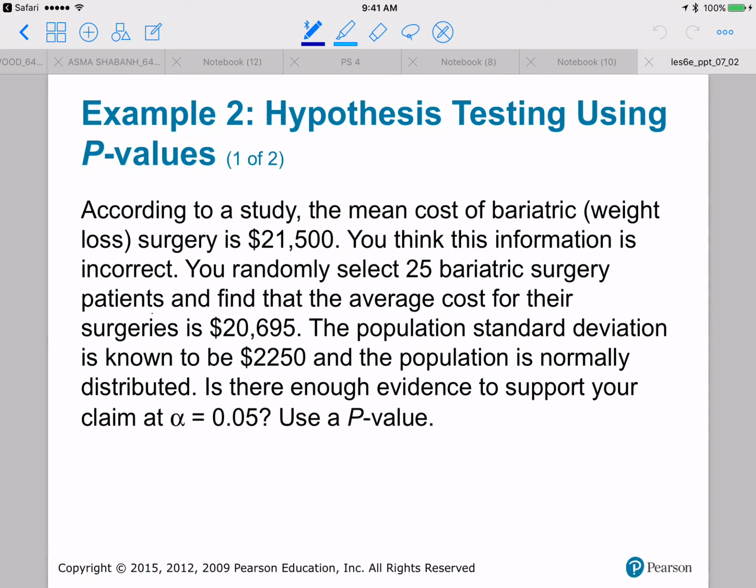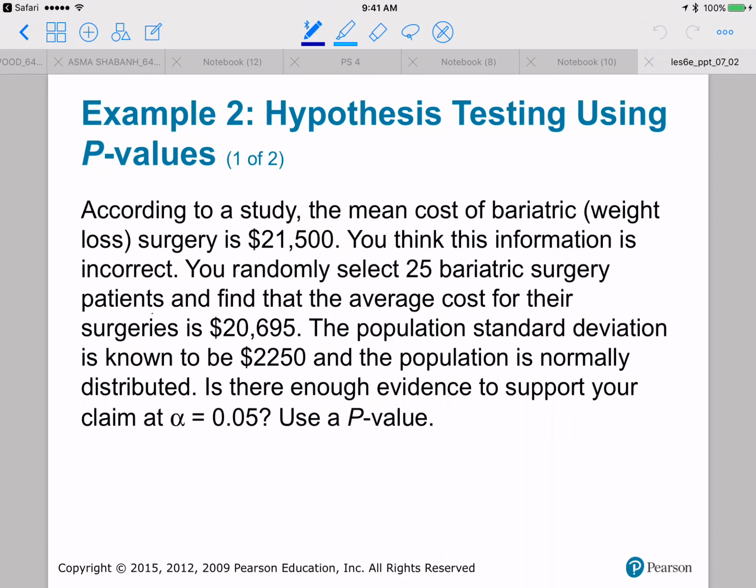According to a study, the mean cost of bariatric, which means weight loss surgery, is $21,500. You think this information is incorrect. You randomly select 25 bariatric surgery patients and find that the average cost for their surgeries is $20,695. The population standard deviation is known to be 2250, and the population is normally distributed. Is there enough evidence to support your claim at alpha equals 0.05?